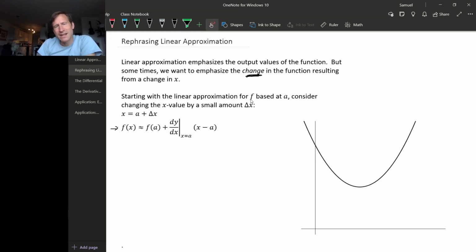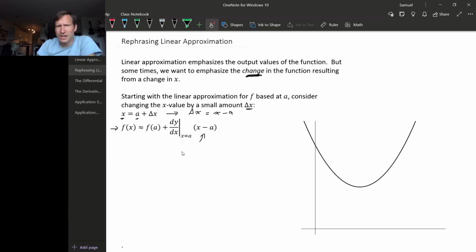let's just rewrite it. But instead of writing things in terms of x and the base point, let's write things in terms of the change in x. So the change in x is just how far x is from the base point. So x is the base point a plus delta x. We can rearrange this to get an expression for delta x. Delta x is just x minus a. Well, you can see that this part right here, x minus a, that is delta x. Whenever we wrote down a linear approximation, we were writing delta x. This part in parentheses represents how far you've gotten from the base point.